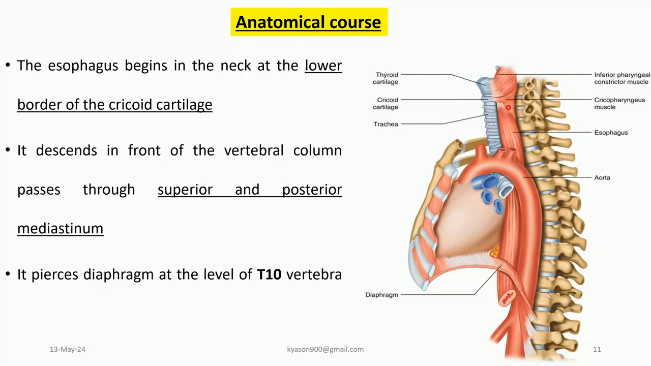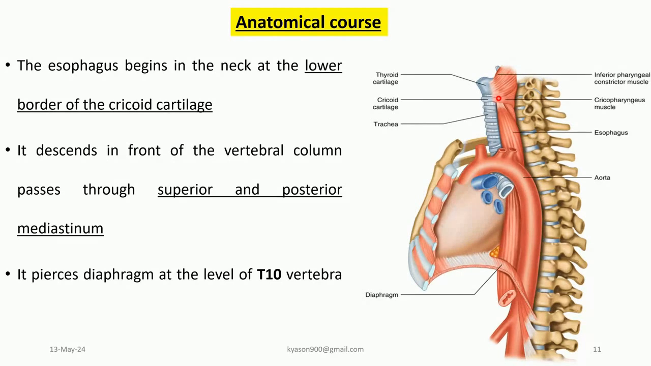So basically, you can see that the esophagus is going to begin in the neck region, at the lower border of the cricoid cartilage. You all remember the cricoid cartilage? Okay, that's a cricoid cartilage. Just below that, that's where the esophagus is going to begin from, because above here we have the pharynx. Okay, these are muscles of the pharynx. Hope you remember these muscles.